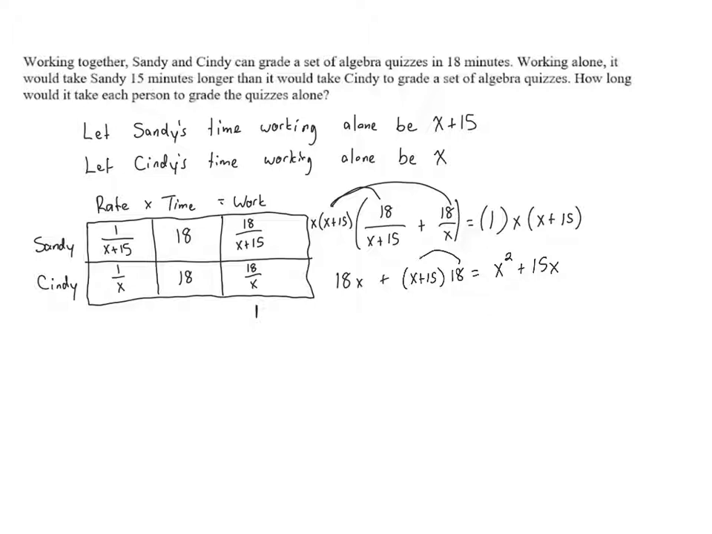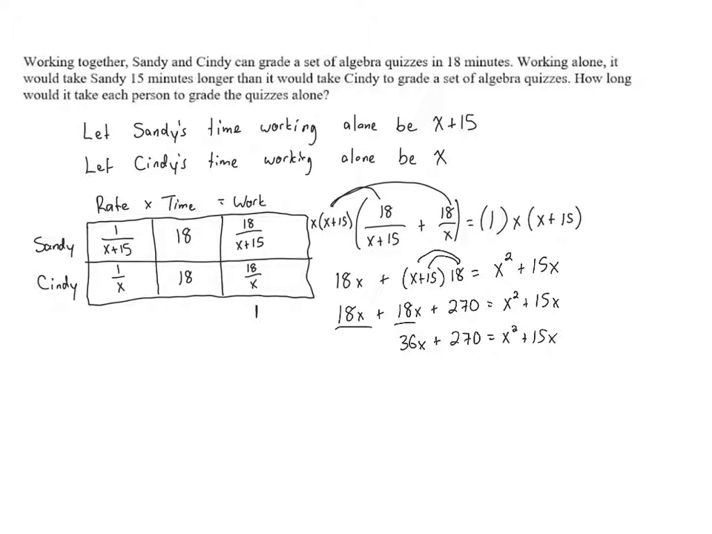Now on the left, we can distribute that 18. So we still have the first 18X, but now we're going to have a second 18X. And 18 times 15 is 270. And then we can combine like terms. 18X plus 18X is 36X. So we have 36X plus 270 equals X squared plus 15X.